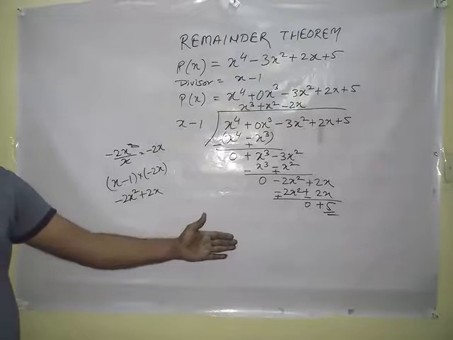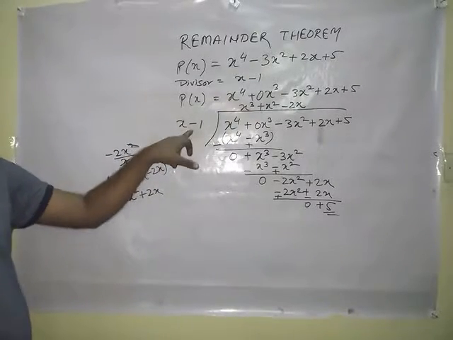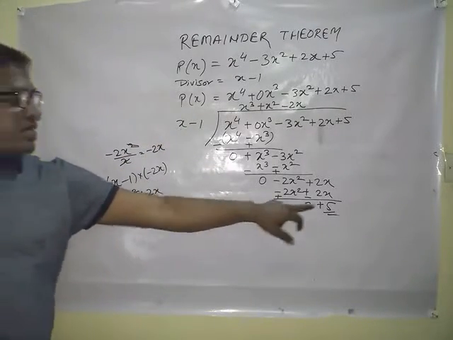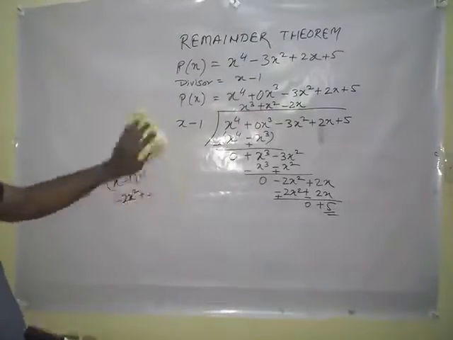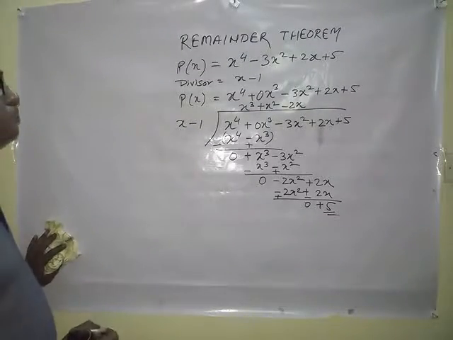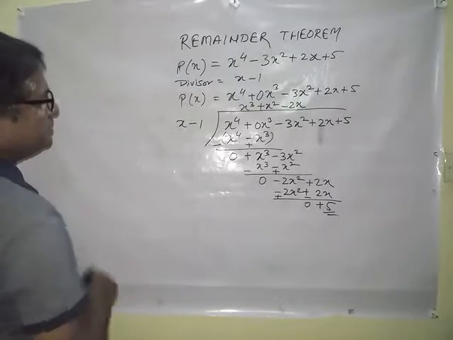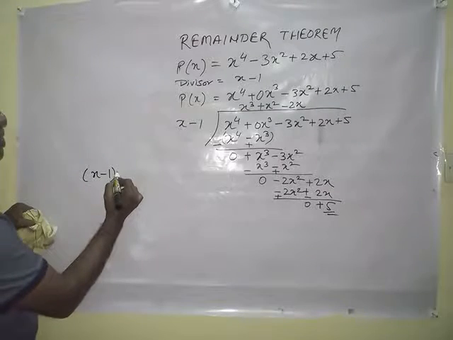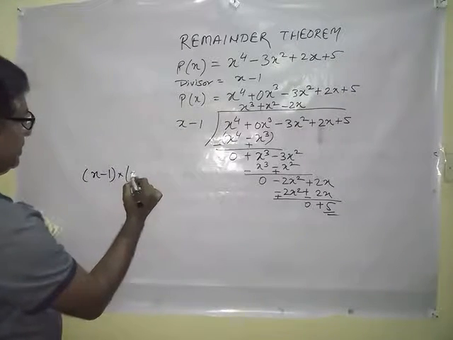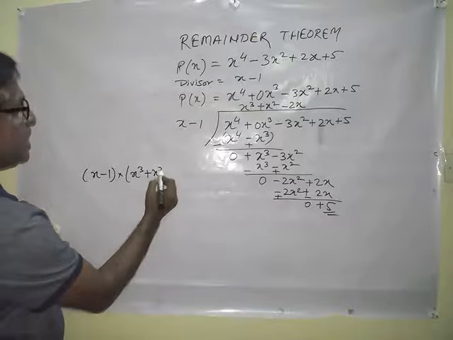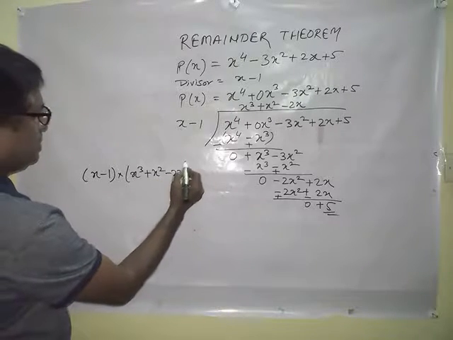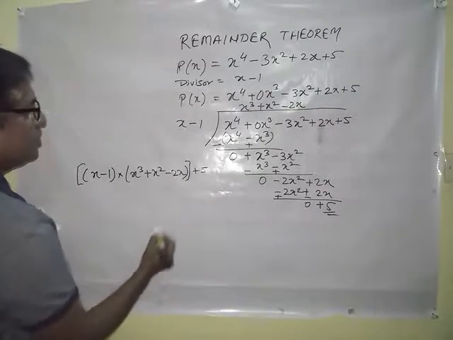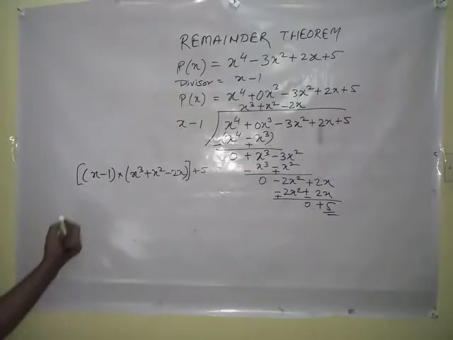This is a long method. This is the quotient. This is the divisor. This is the dividend. And this is the remainder. Now to check your answer: quotient multiplied by divisor, x minus 1 multiplied by x cube plus x square minus 2x, put it into a bigger bracket, plus 5. So we should get this equation. Let us quickly solve this.